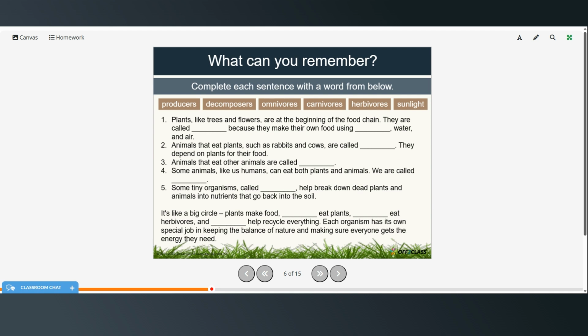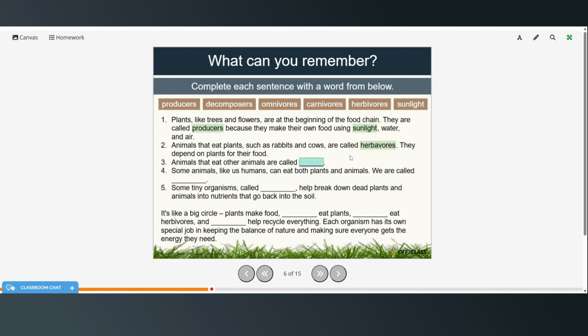So plants, like trees and flowers, are at the beginning of the food chain. They are called producers because they make their own food using sunlight, water, and air. Animals that eat plants, such as rabbits and cows, are called herbivores. They depend on plants for their food.